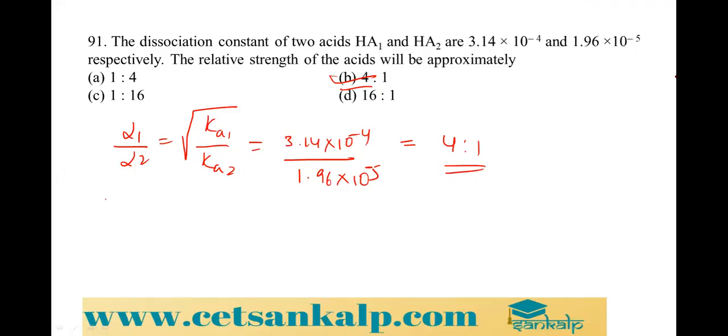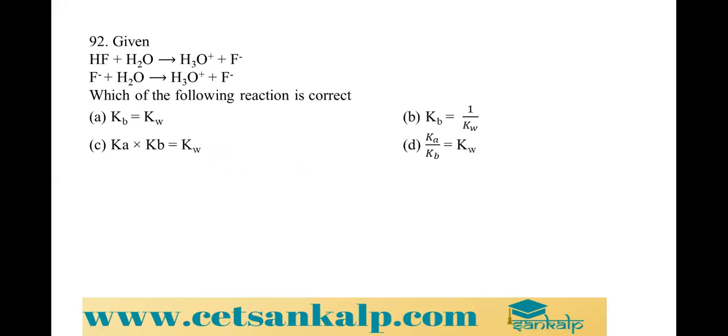So question number 92. Given HF plus H2O giving rise to H3O plus and F minus. In the same way, F minus combines with H2O to form HF and OH minus. Which of the following reactions is correct? Okay. So let's take the first as equation 1 and the second as equation 2.